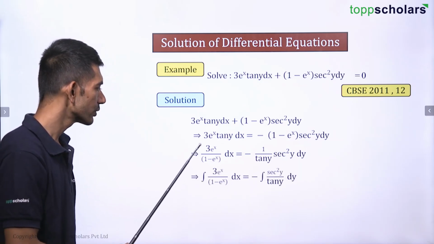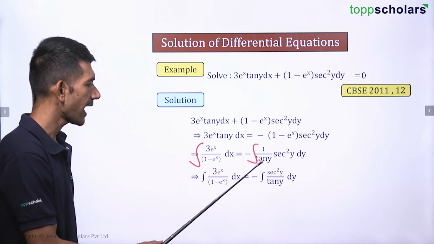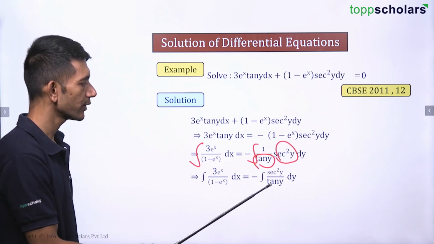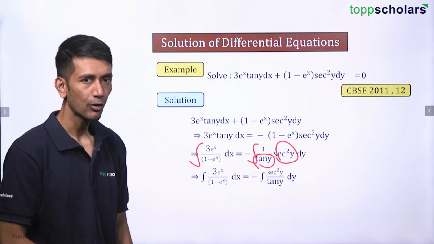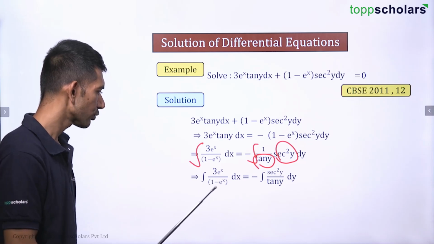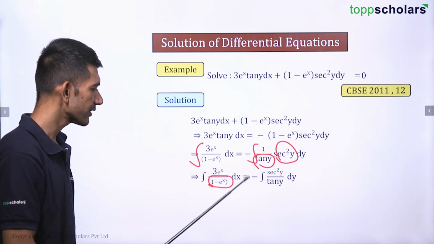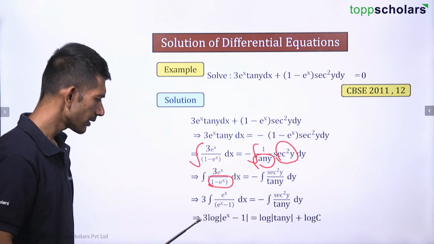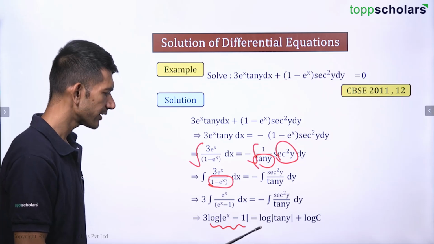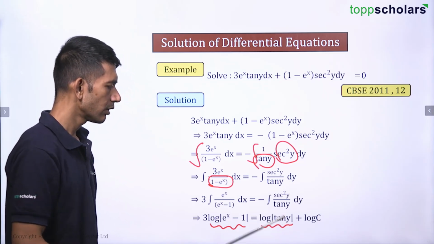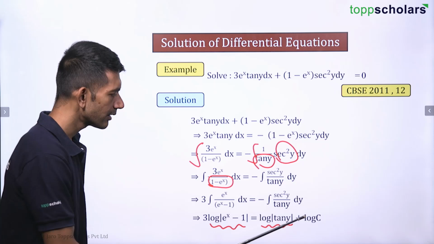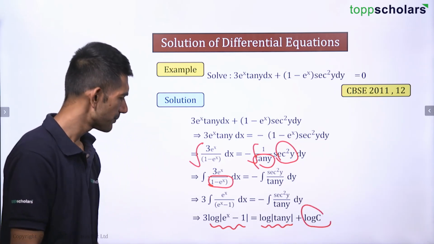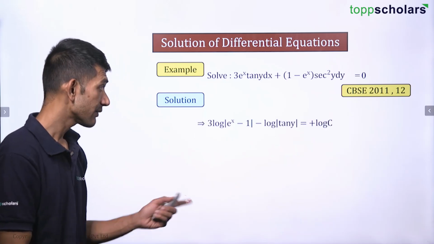Now you know what you need to do, just integrate on both the sides. Tan y is already here. The derivative of tan y is x square y. So you can do this by substitution also, that is log of tan y directly. And here also the derivative of e raised to x is e raised to x. So after solving this, you know how to do this. This becomes 3 log of e raised to x minus 1 is equal to log of tan y, and then obviously c can be written as log of c, right? That constant can be written as log of some number.